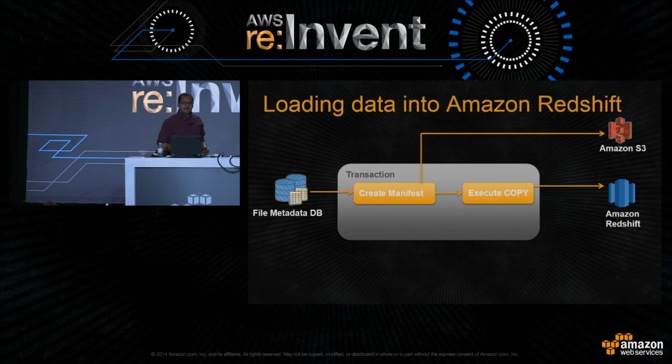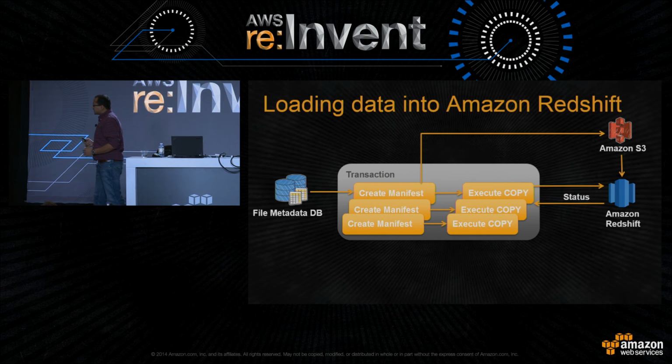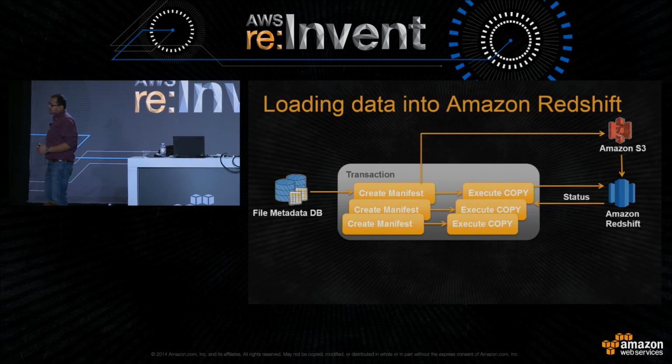Redshift gets data from S3 because we are storing data in S3. So it gets data from S3, and then we update the status of that particular copy statement back to the process. And after that, once that is done, we do another copy command in the same transaction, and we do a batch of those copy commands in the same transaction.